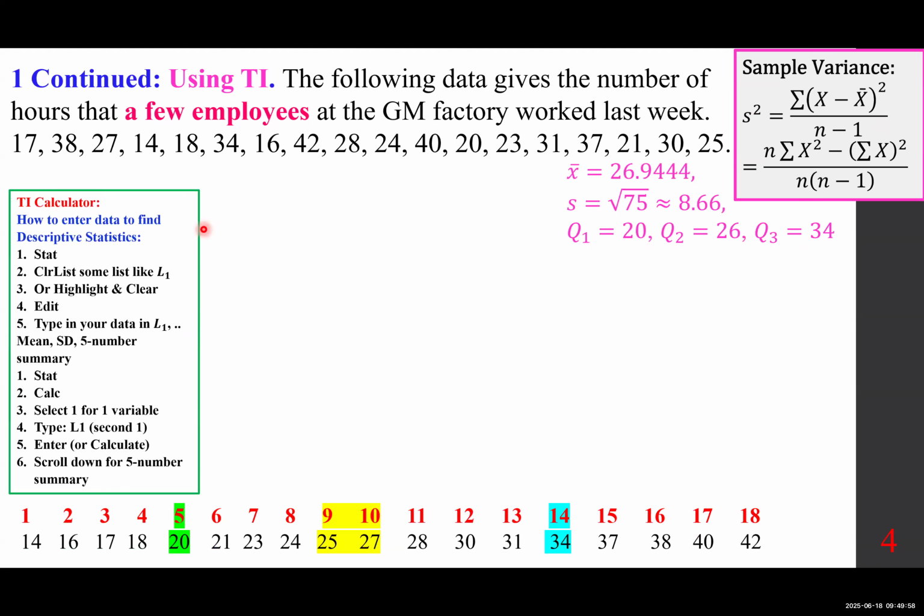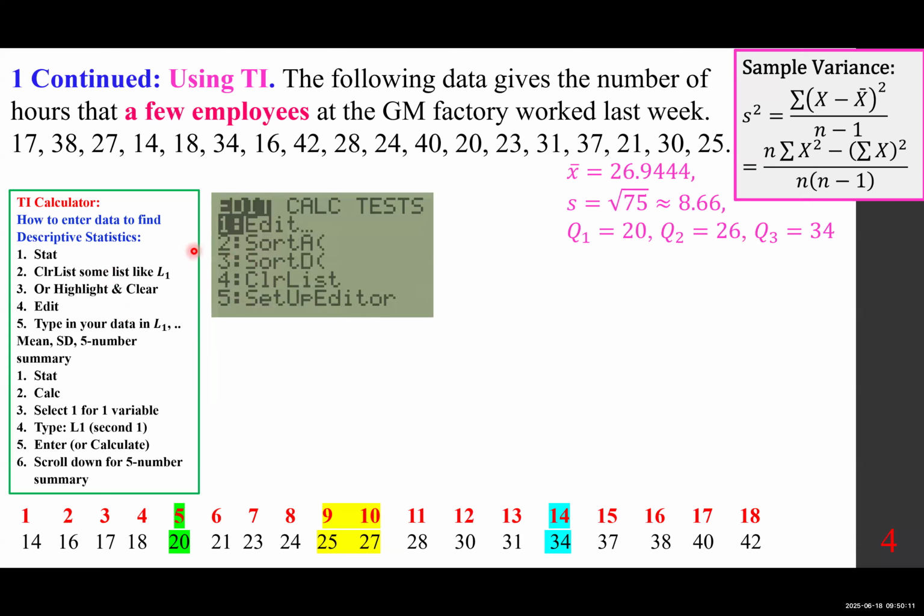So TI calculator, how to enter data to find descriptive statistics. You go to stat, clear list, and you go with one of them, for example, L1, and you plug in the numbers. The numbers are 17, 38, 27. So you put it in L1, list number 1. So stat, clear list, or highlight and clear, edit, type in your data in L1. So that's what we have done here.